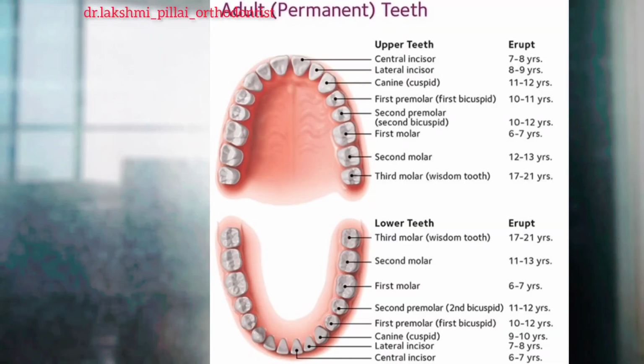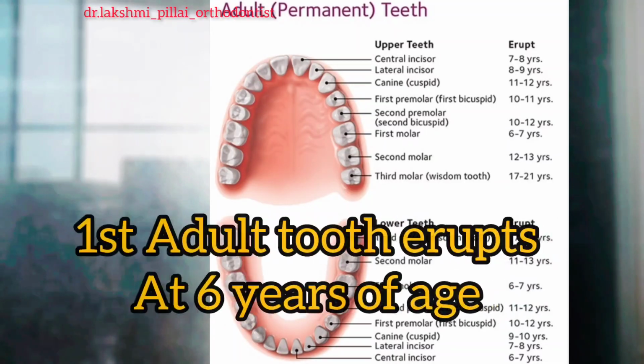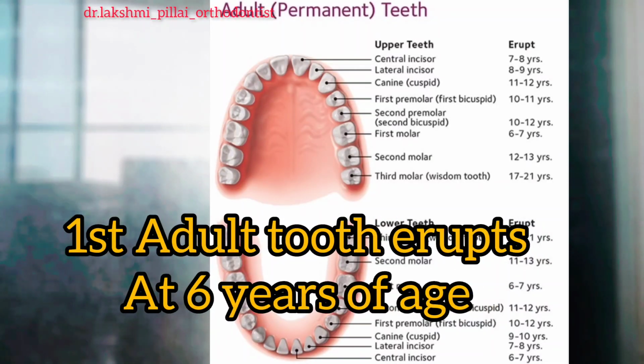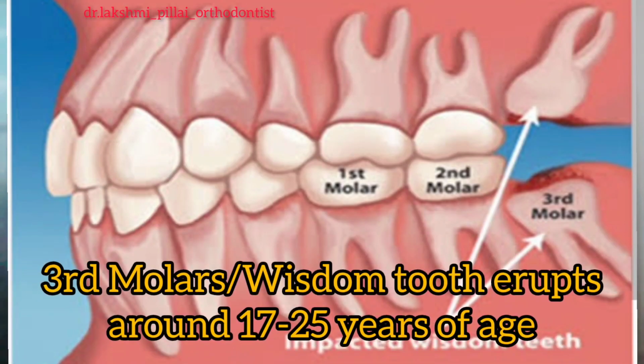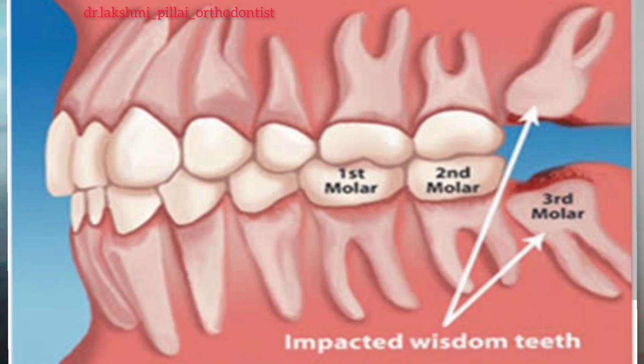At approximately 6 years of age, the first permanent tooth erupts, typically the central incisors. Except for the third molars, the wisdom teeth, the process finishes around the age of 13 years. The third molars typically erupt around the ages of 17 to 25 years. However, in some cases, they may never erupt due to the absence of development or remain impacted in the jaw.